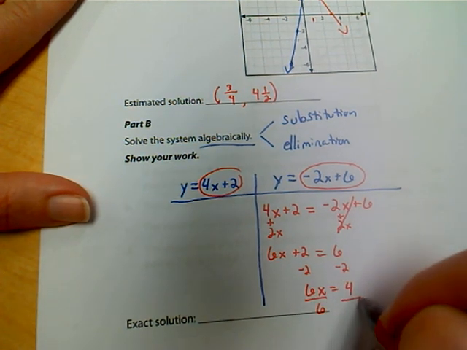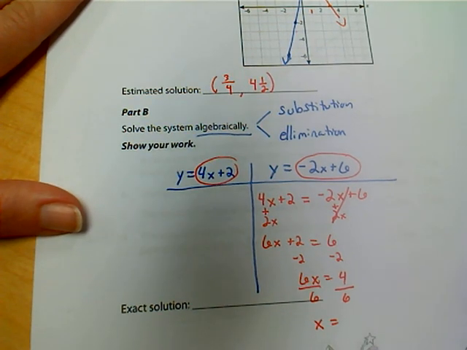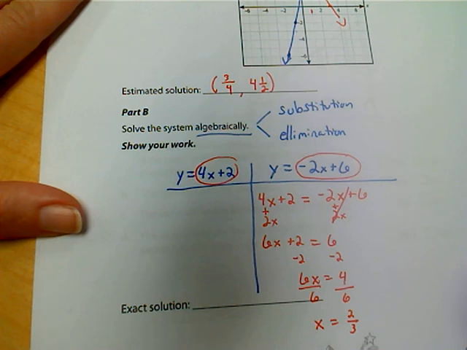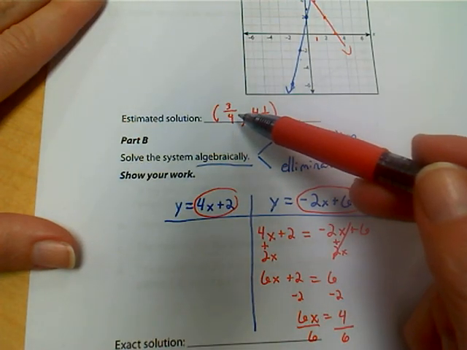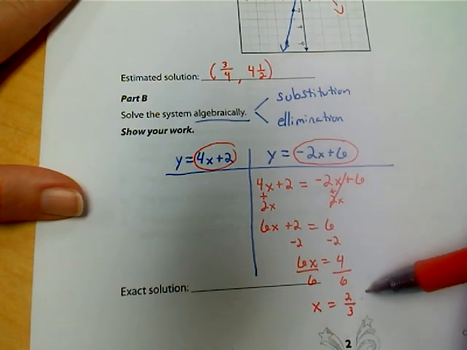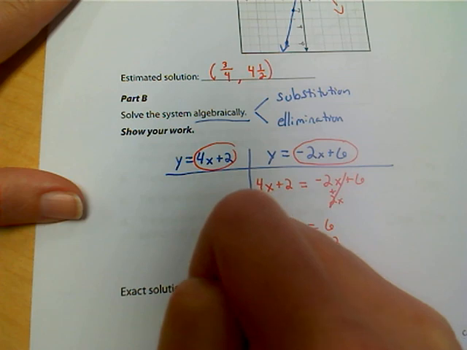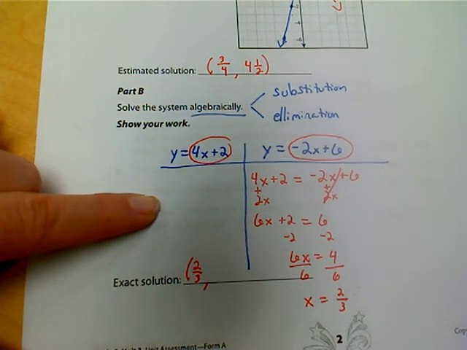Divide by 6, and x gives me 4 over 6. But 4 over 6 can be reduced down to 2/3. So I estimated at 3/4. That's pretty close. So the exact solution is 2/3 for my x. Now let's figure out what my y is going to be.